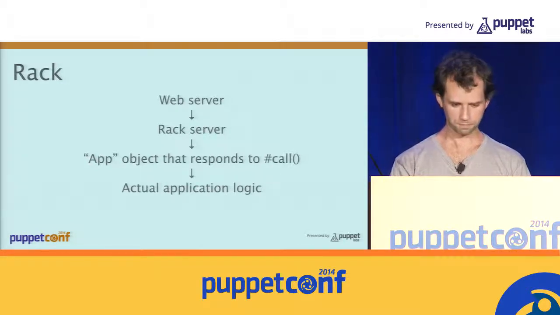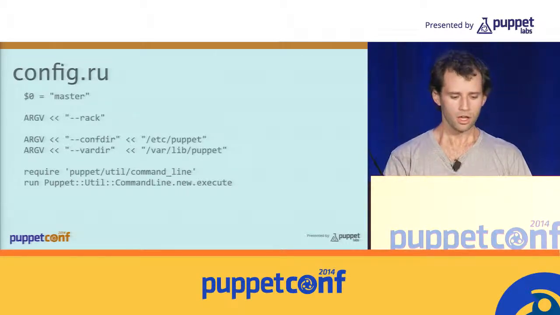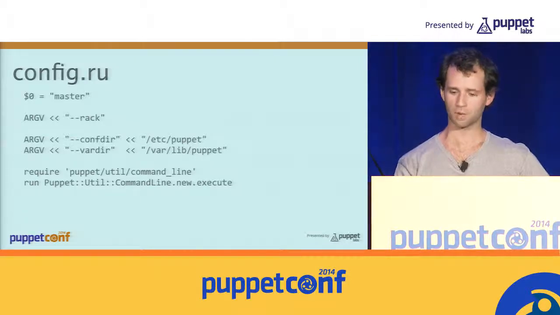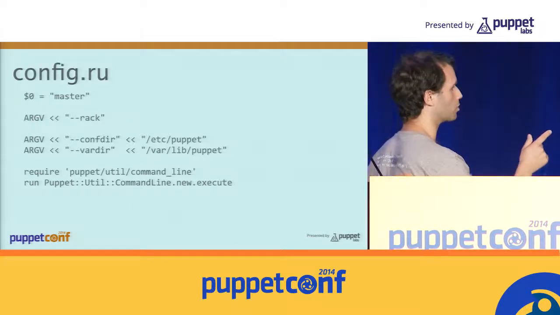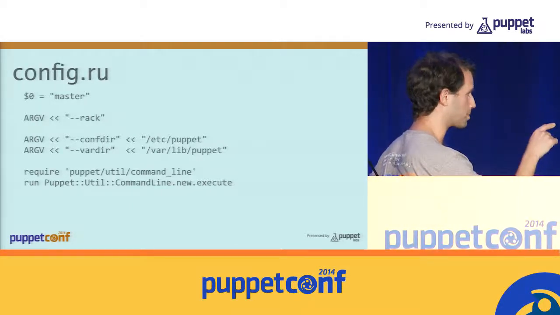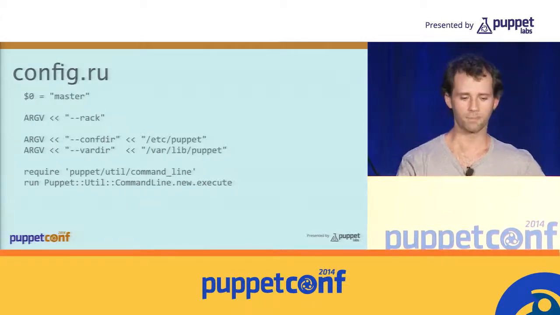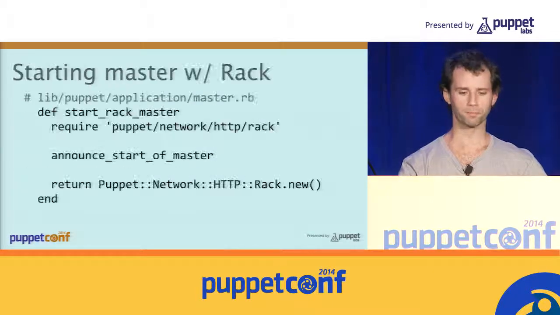In Puppet's case, we get to configure our rack server with this config.ru file. It's a plain old Ruby file that has a special name that rack knows how to load. And we can see that it's basically taking a backdoor to the same path we ended up on back when we ran Puppet agent on the command line. You can see over there that we're requiring Puppet util command line, and we're running command-line.new.execute. That was exactly what happened with Puppet agent. But we also see that we're running Puppet master with this special --rack option. And whenever we do that, we get this code path.